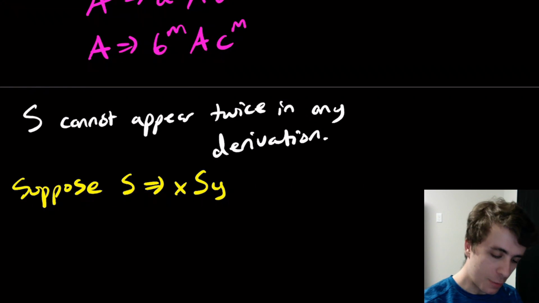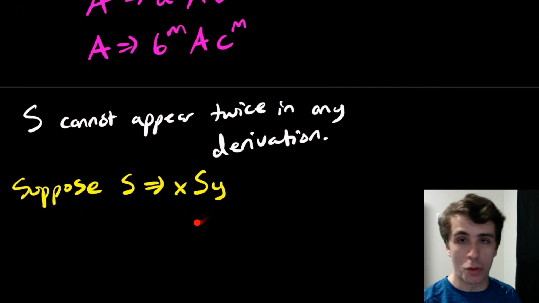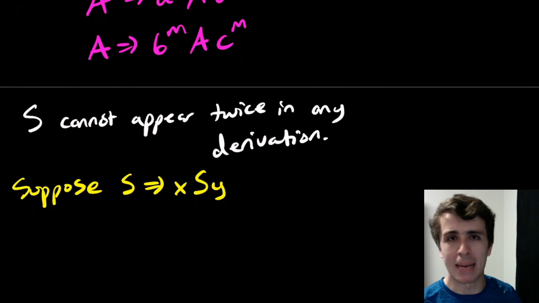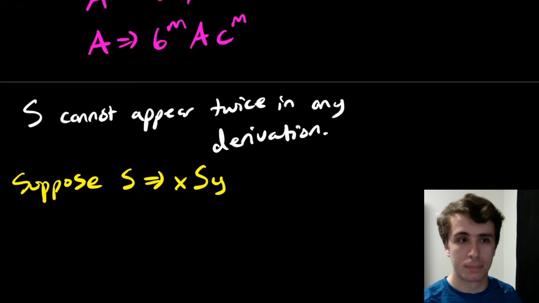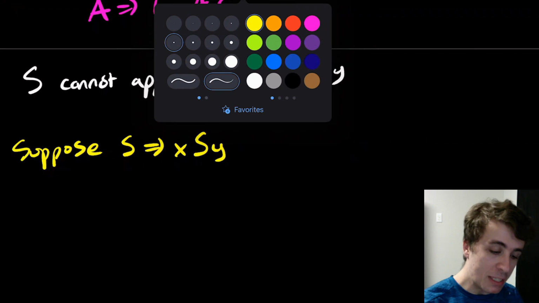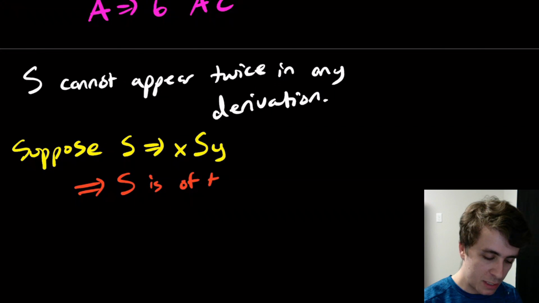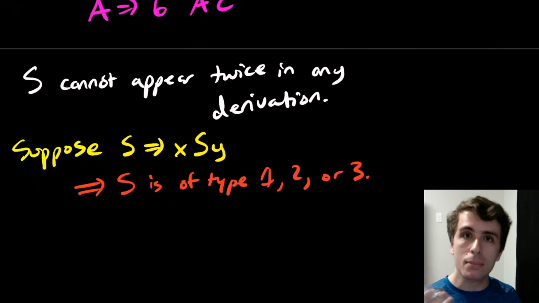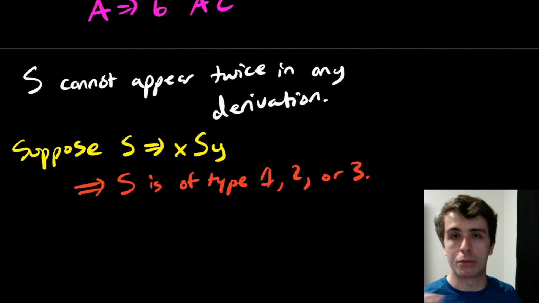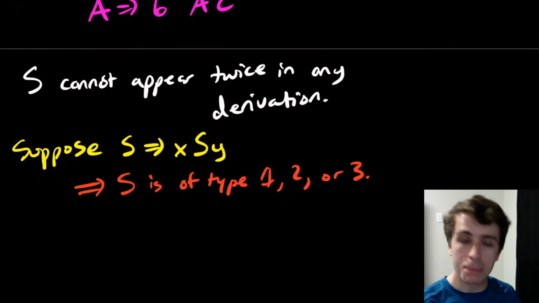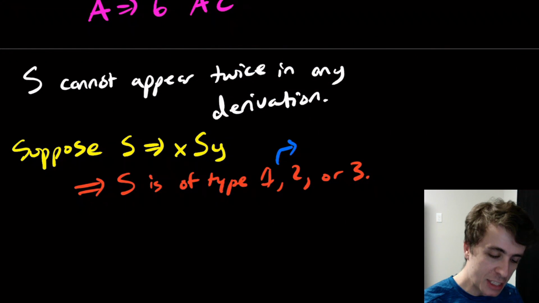xSy, and of course if x and y are both empty, then clearly S makes S, and that doesn't tell us anything. So we're going to assume that x and y together are not empty. One of them could be empty, but they both can't be empty. So what we can actually see from what we did above is that this implies that S is of type 1, 2, or 3. Remember, the lemma said that every non-start variable was one of those 3 types. But it turns out that the start variable from this is one of those 3 types, but what we're going to prove here is that this is a contradiction.